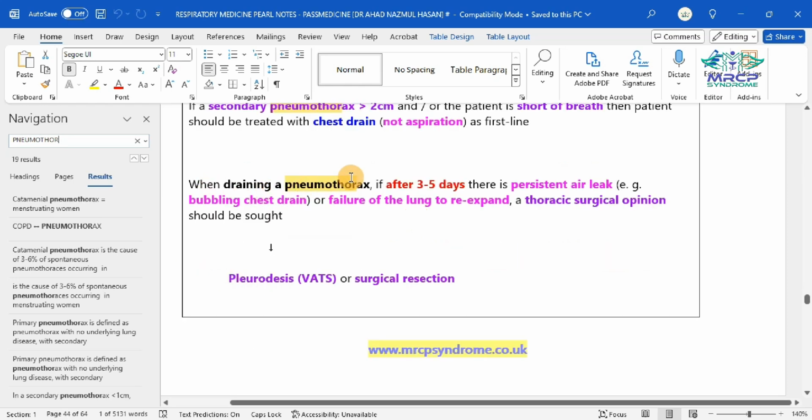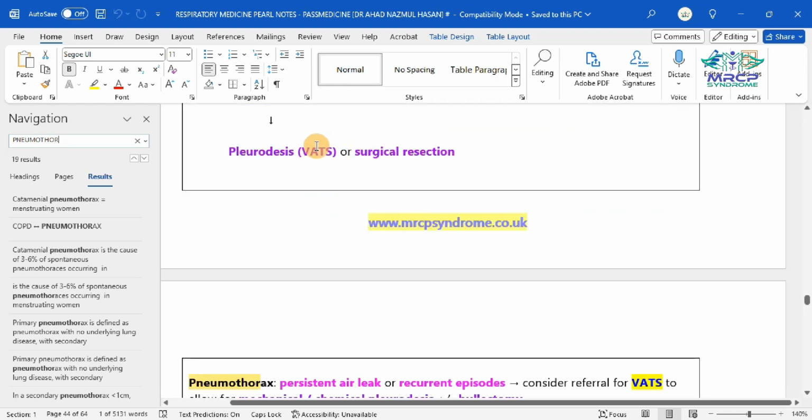When treating a pneumothorax, after 3 to 5 days, if there is a persistent air leak, meaning bubbling of the chest drain, as in this scenario, or if there is failure of the lung to re-expand, then we need to go for a thoracic surgical opinion, meaning we'll be either going for VATS pleurodesis or we can go for surgical resection. Usually the initial one is VATS pleurodesis.